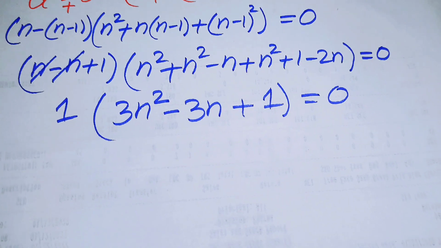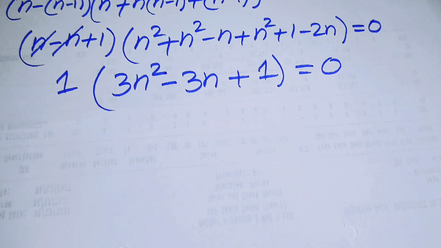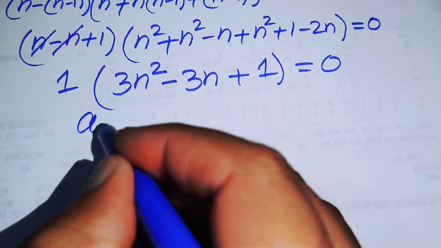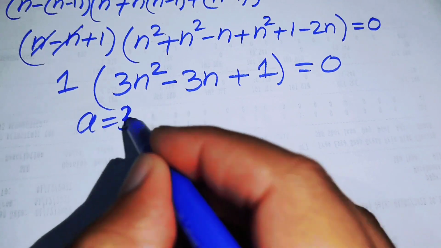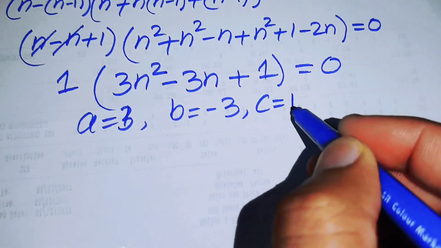So now this becomes a quadratic form, so we can just apply the quadratic formula in order to find the roots of this equation. Here we have a equal to 3, b equal to minus 3, and c equal to 1.